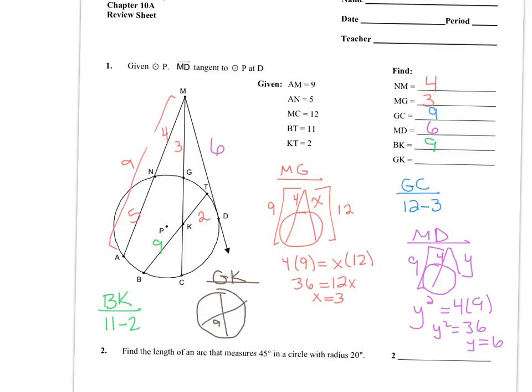We've got 9 and 2. We know it's part times part equals part times part. Now, a little while ago, we found that GC is 9. Since I'm looking for GK, I'm going to call that Z. And since I know GC is 9, this is now 9 minus Z, giving me the equation 9 times 2 equals Z times 9 minus Z. Oh, this is a mess.